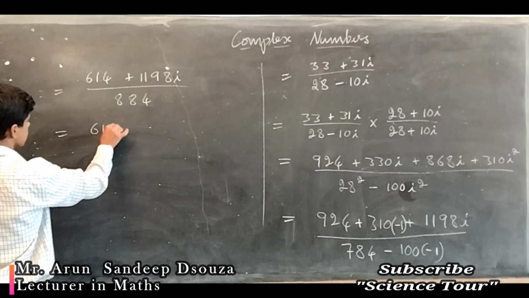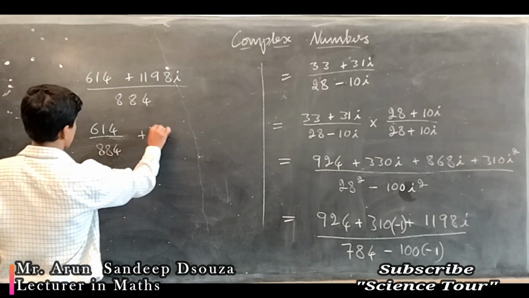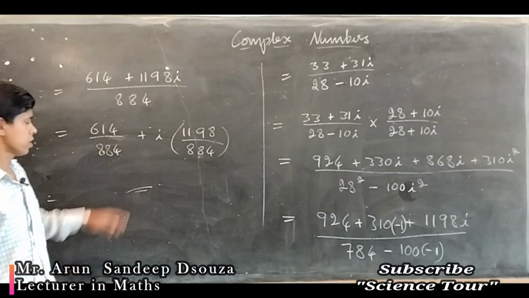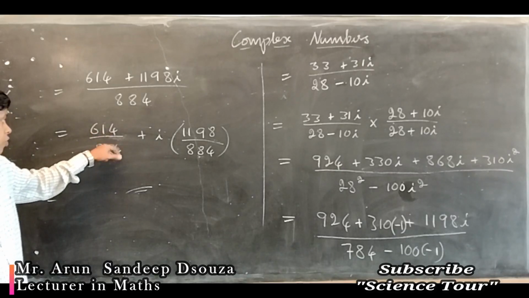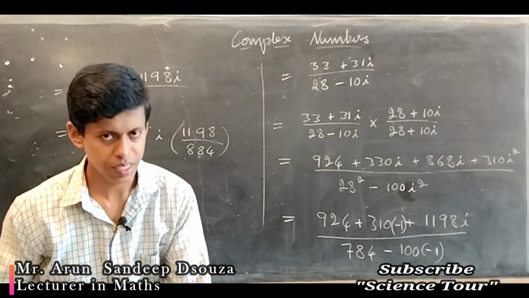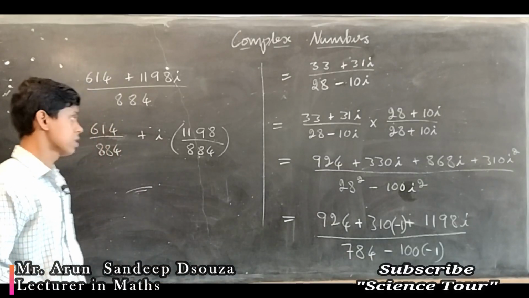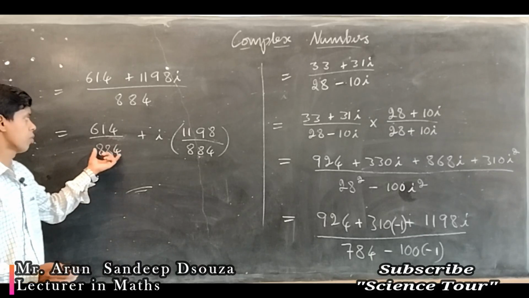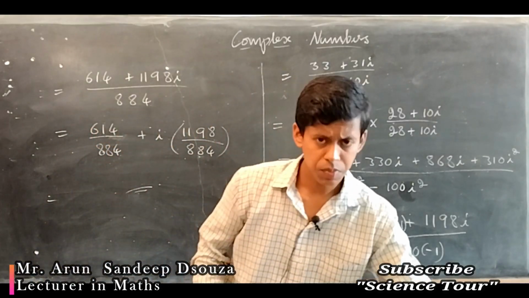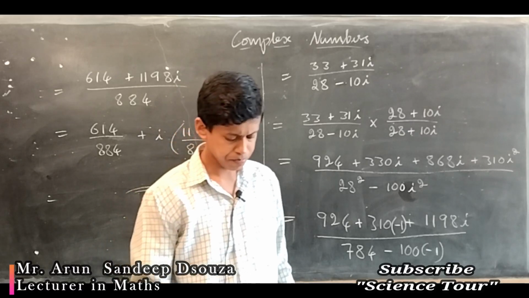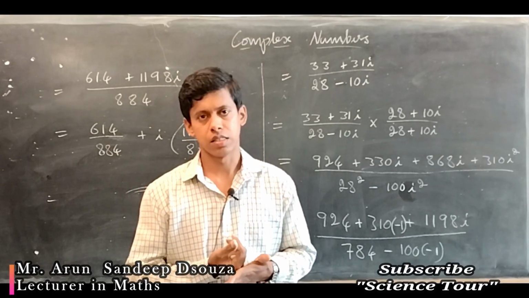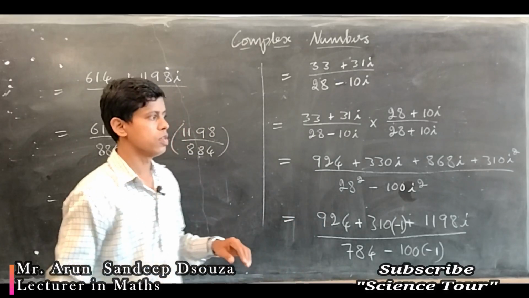Now what you can do is 614 divided by 884, plus i into 1198 divided by 884. So you can stop at this, or you can simplify. See, this is 614 over 884. You can simplify by 2 and continue like that and see how you can simplify best. Or you can stop at this, doesn't matter. What you need to do is get it in the form of a plus ib. So that is a simplification question where you just have to take the LCM first, then multiply, and finally rationalize. Those are the steps involved in that particular question.